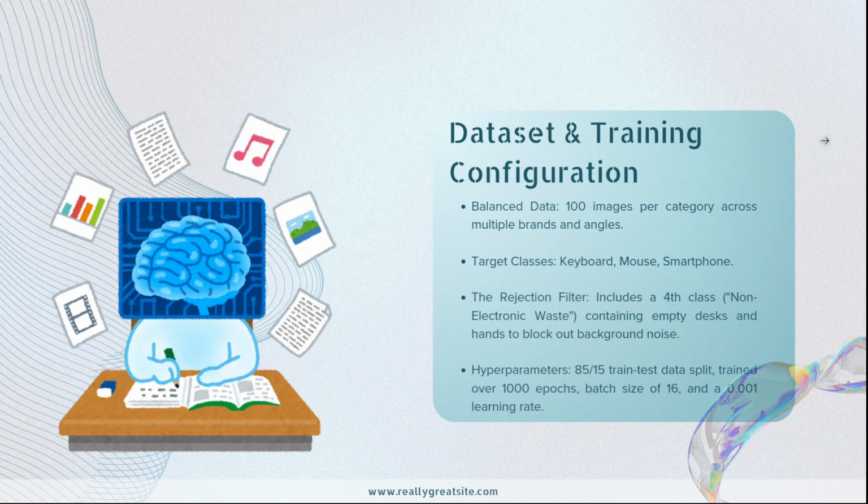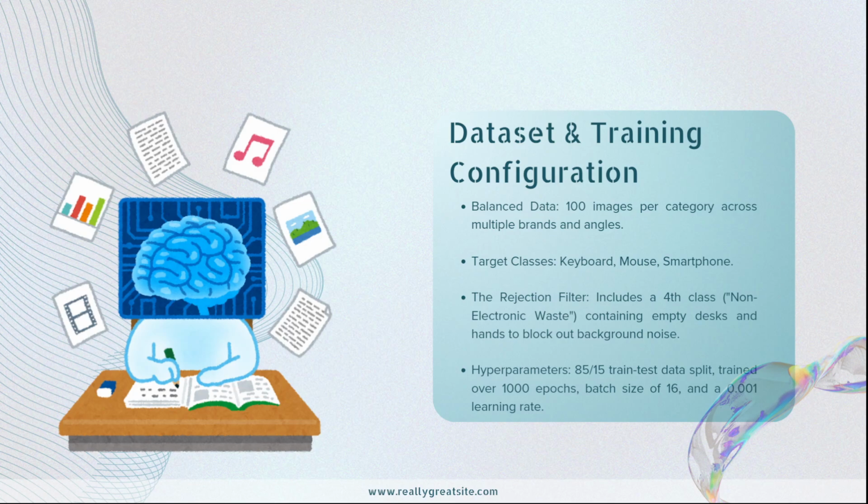Moving on to our dataset preparation and machine learning setup, we collected roughly 100 high quality balanced image samples for our keyboard, mouse and phone directories. To keep our network structurally secure, we introduced a critical fourth category called non-electronic waste. This class trains our filters to recognize an empty sorting table, room background, and moving hand. This stops the AI from throwing out false guesses when the camera detects random noise.